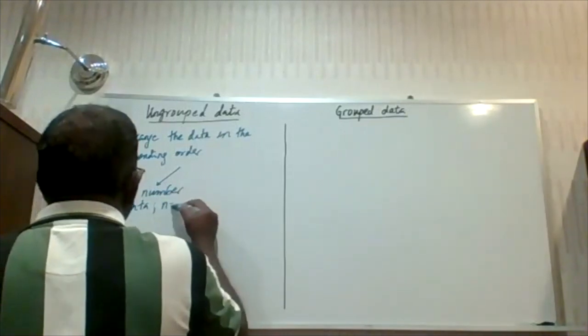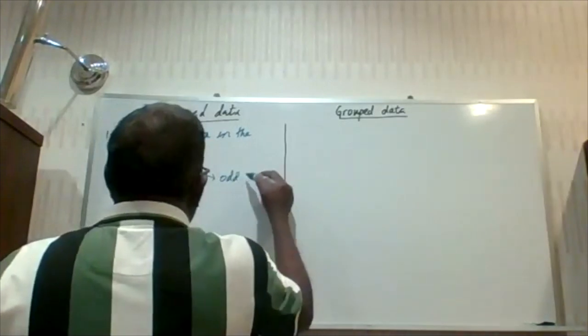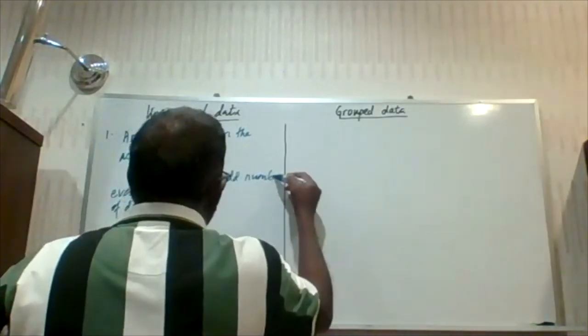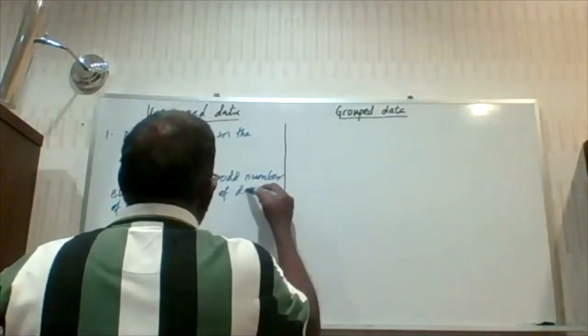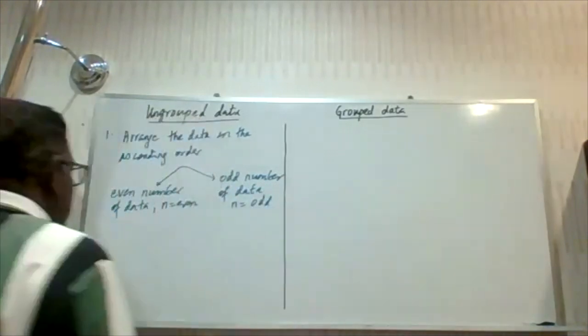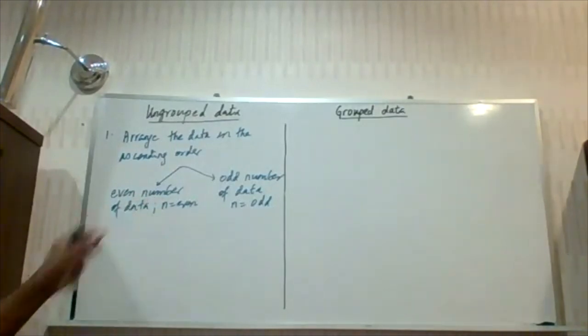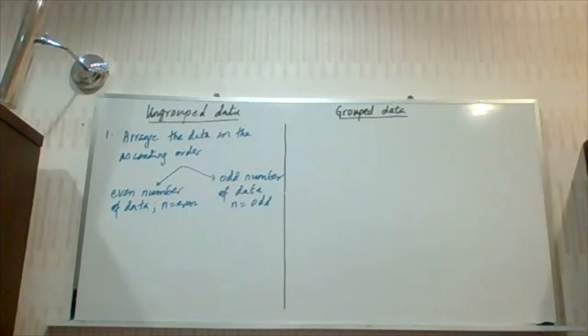So n is even, or you can have an odd number of data, where your n is equal to an odd number. n is the total number of data. n represents the total number of data.